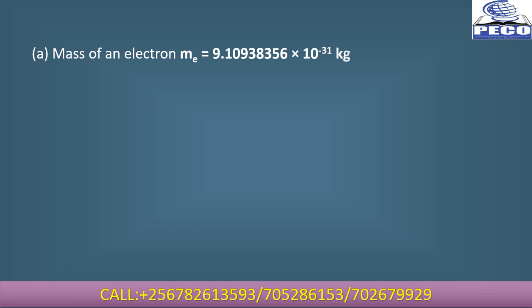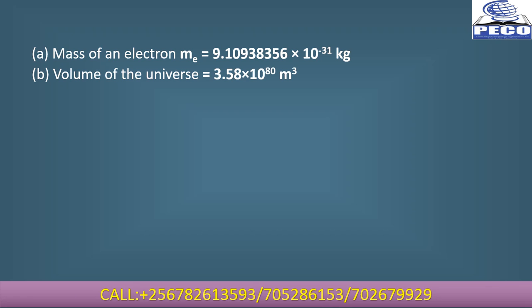Let's look at the smaller ones, like the mass of an electron. Mass of an electron is 9.1093, or we can round it to 9.1 times 10 to the power negative 31. Now if you write all these zeros, it will be 31 zeros, even 31 zeros. So this is an easier way.